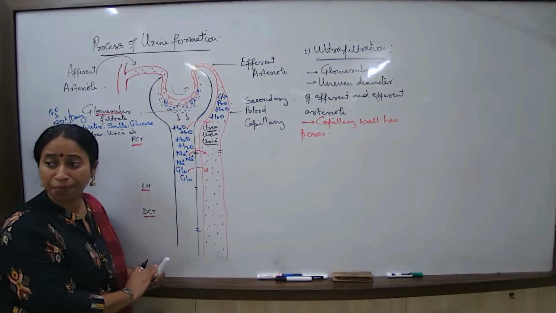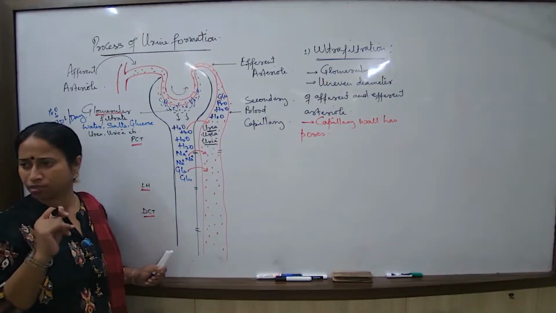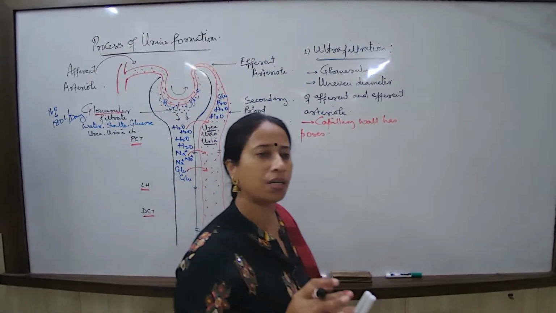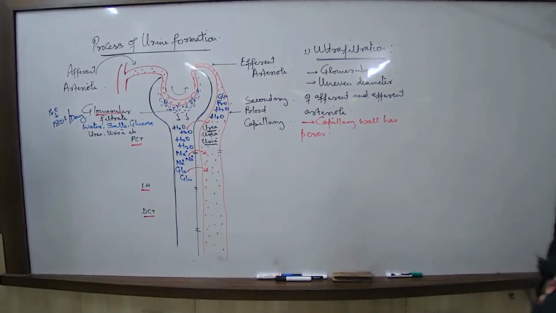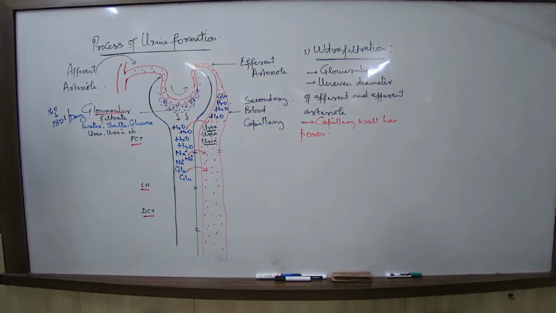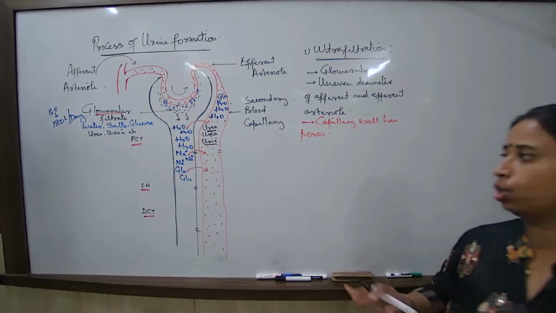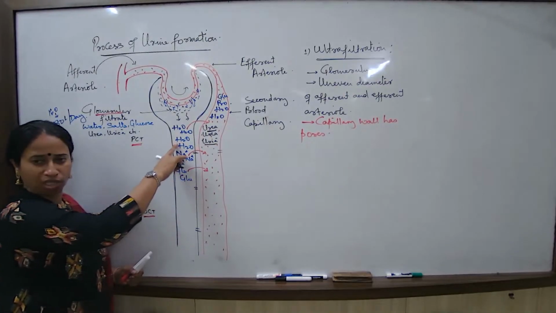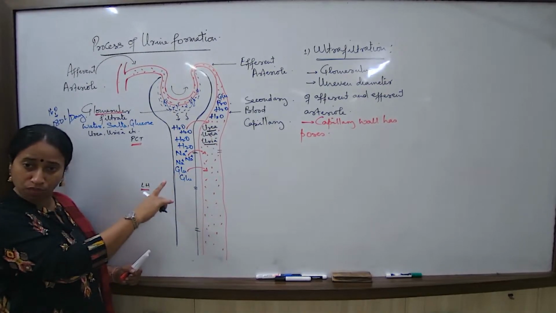What is this process I mentioned? Simple diffusion. What is the rule for diffusion? Molecules will always move from a region of high concentration to a region of low concentration. So that is what is happening here. The tubule has got so much of water, so much of glucose, so much of sodium.